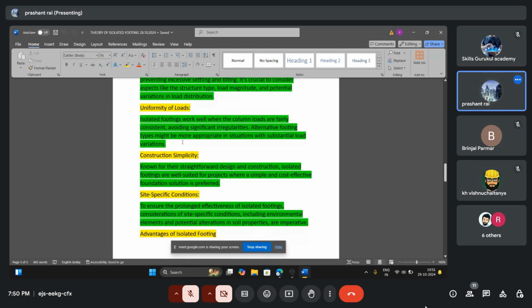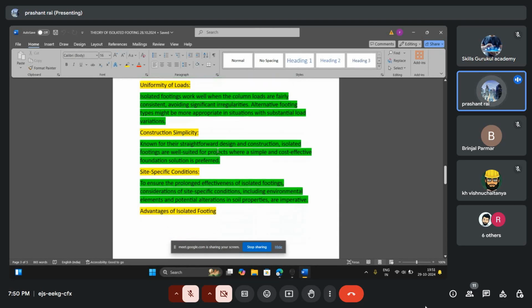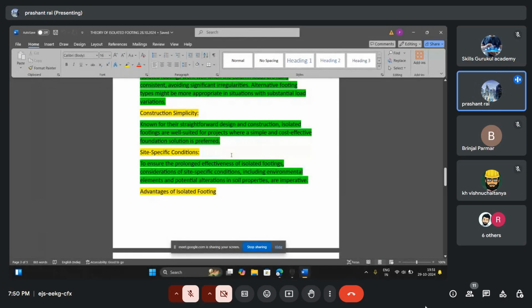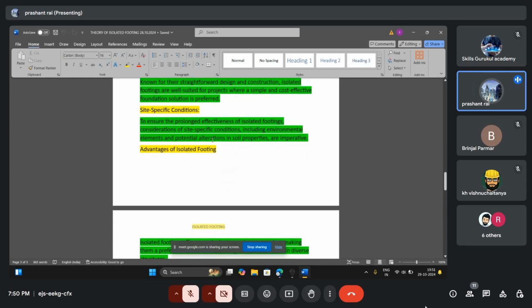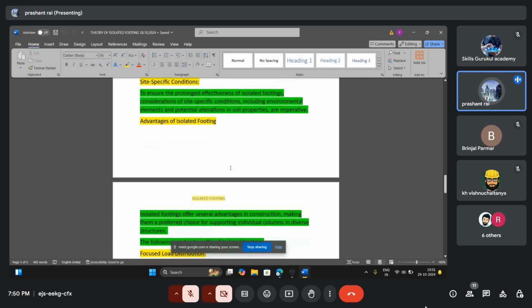Alternative footing types might be more appreciated in situations with a substantial load and variation. Construction simplicity: known for their straightforward design and construction, isolated footings are well suited to projects when a simple and cost-effective foundation solution is preferred. Site-specific conditions: to ensure the prolonged effectiveness of isolated footings, consider site-specific conditions, including environmental elements and potential alteration in soil properties, which are imperative.